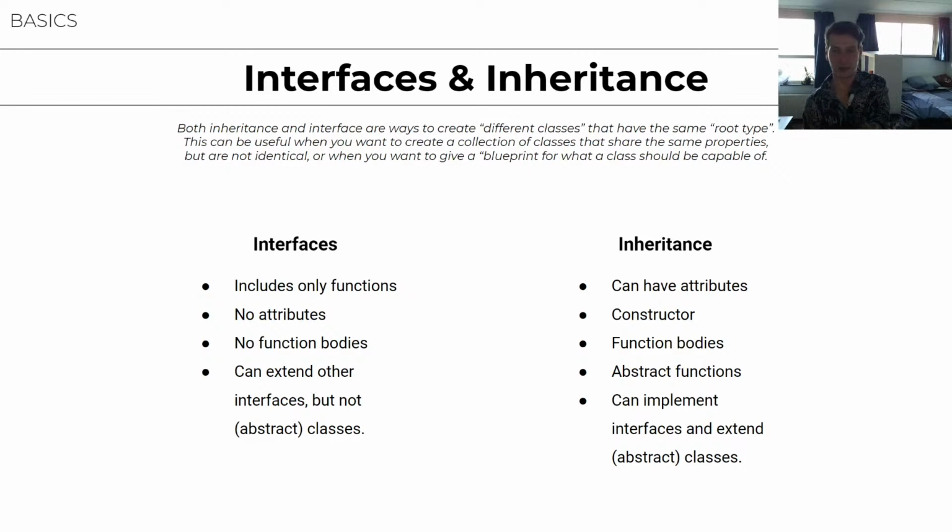So what are abstract classes, or what do you have with inheritance? Well, the abstract classes can have attributes. They have a constructor, they can have function bodies, and they can also have functions that are not yet defined, and those are abstract functions, and those are the functions that you have to implement in the children.